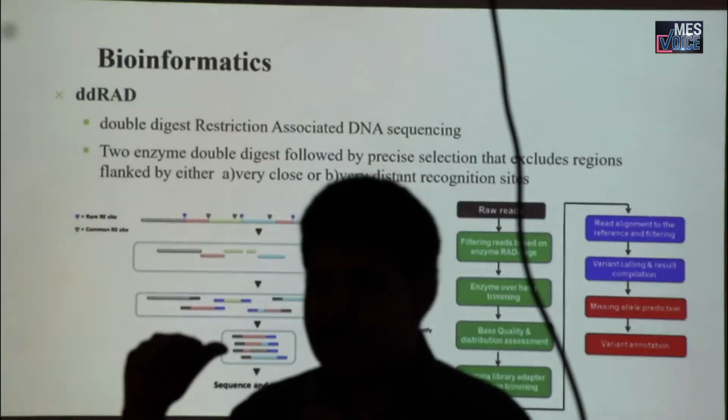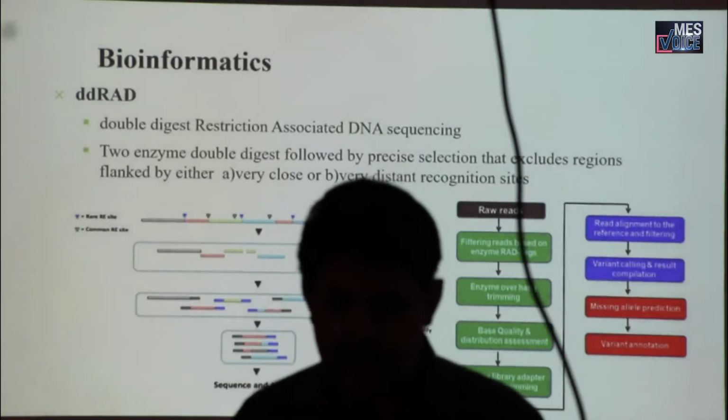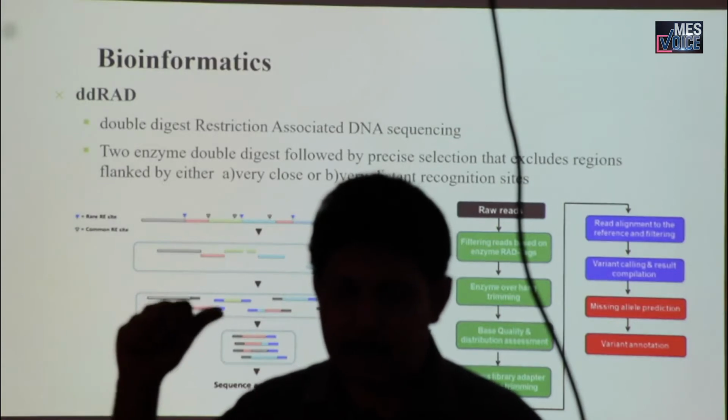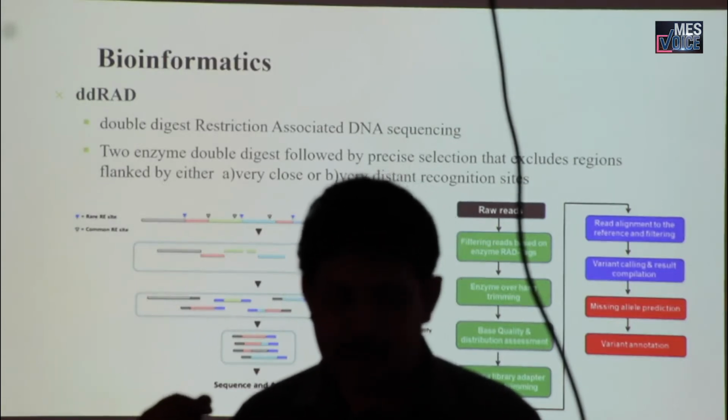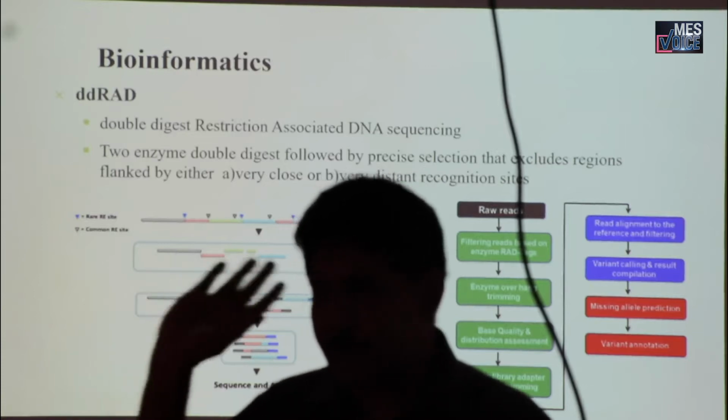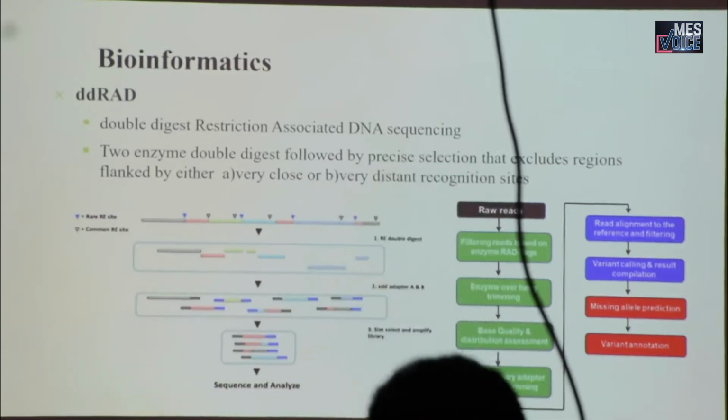So ddRAD is another one. It is also kind of similar to QTL-seq. For the library preparation, they will do double digestion restriction-site associated DNA sequencing. Okay, so the objective is the same.